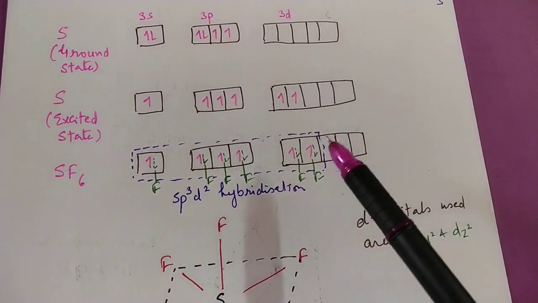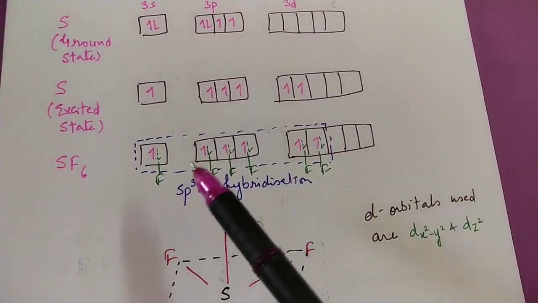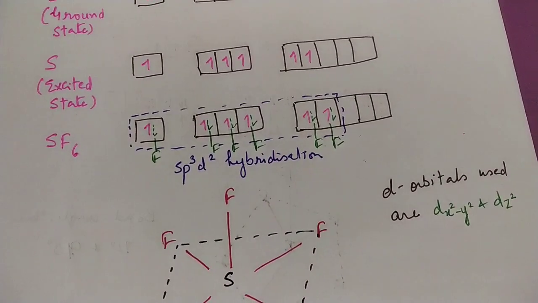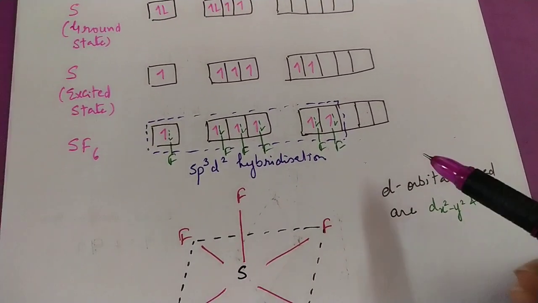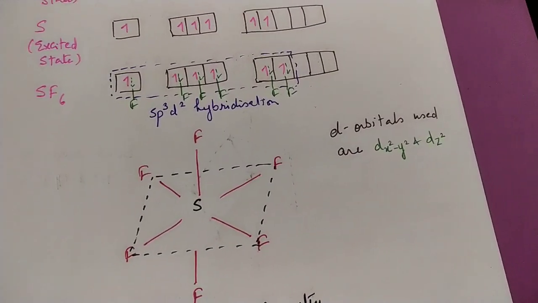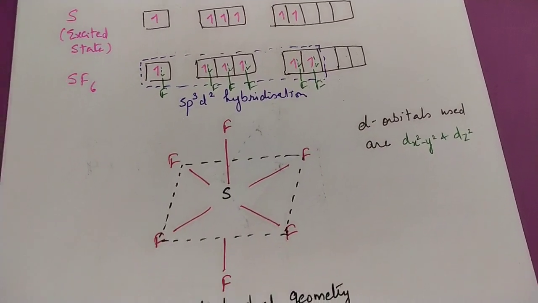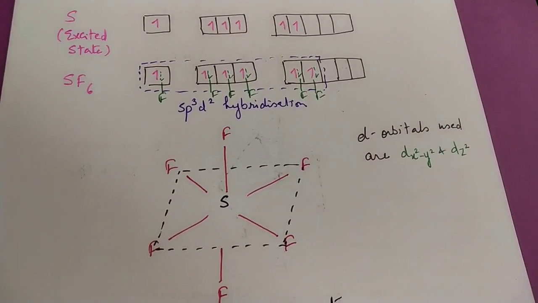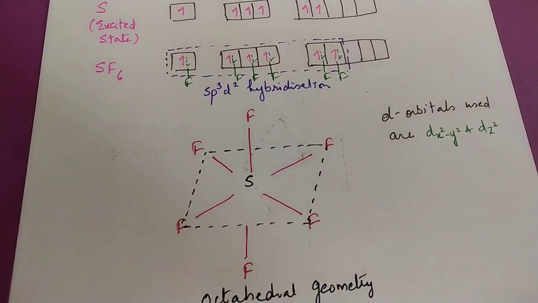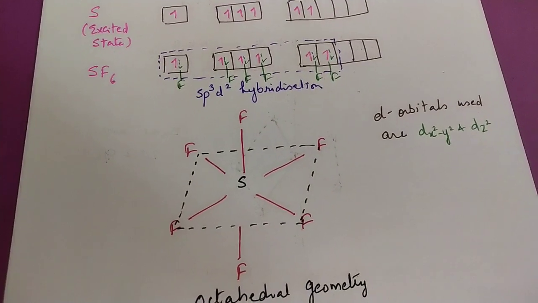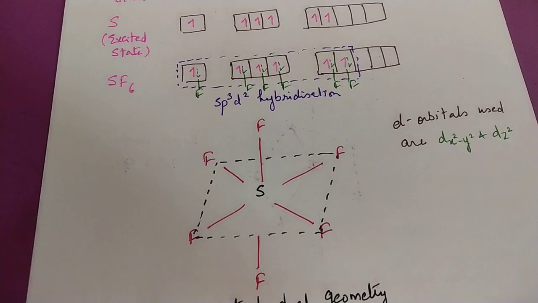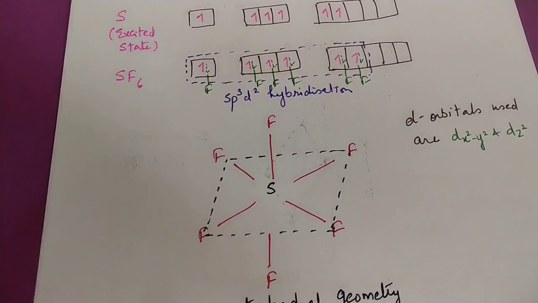Now SF6 has sp3d2 hybrid orbitals. The 6 sp3d2 hybrid orbitals form bonds with the 6 fluorine atoms, resulting in sp3d2 hybridization. The geometry formed here is octahedral. The 6 hybrid orbitals are directed towards the 6 corners of the regular octahedron. Each of these 6 sp3d2 hybrid orbitals is formed by overlapping with a half-filled p orbital of each fluorine atom.